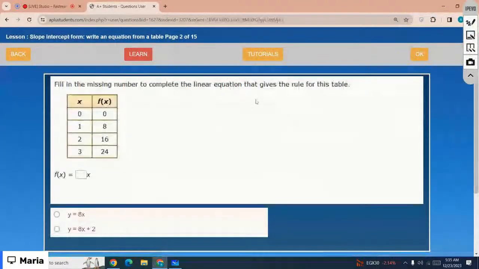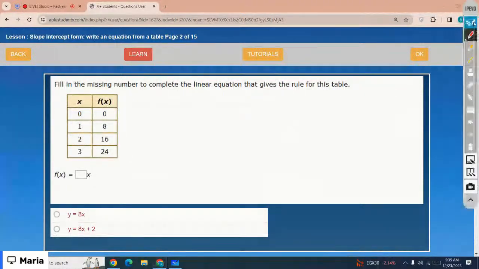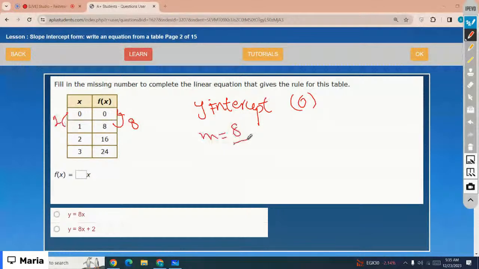Okay. Fill in the missing number to complete the linear equation that gives the rule for this table. You have (0, 0), right? That means the y-intercept is 0, because the graph is passing through the origin. We need to calculate the slope: 8 minus 0 is 8, 1 minus 0 is 1. So m equals 8 over 1, that is 8. So the equation is y equals 8x plus 0. The correct option is y equals 8x, option number 1.